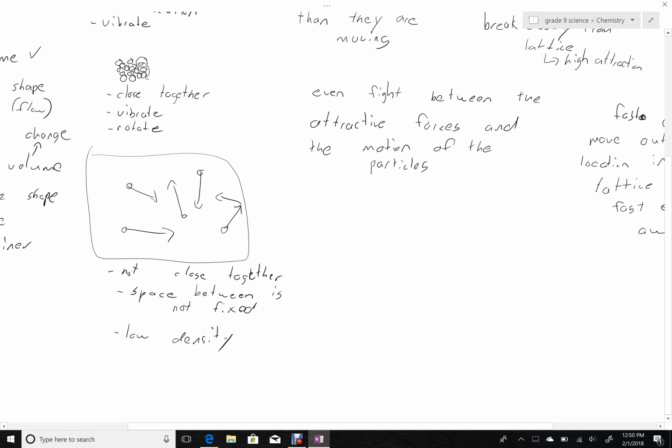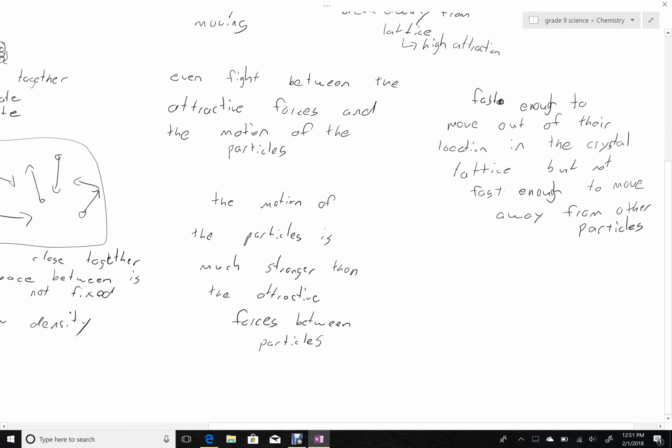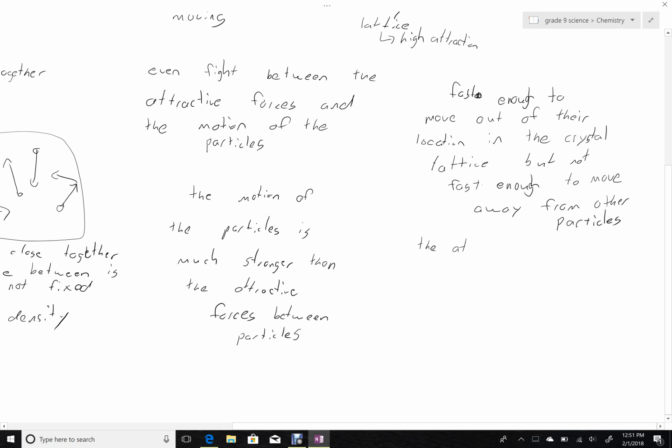Why would they do this? Well, essentially this happens when the motion of the particles is much stronger than the attractive forces between particles. So the attraction between particles is low enough that they don't stick together.